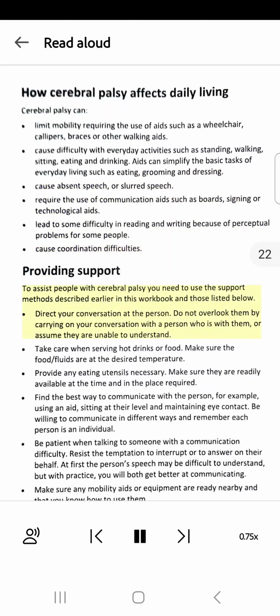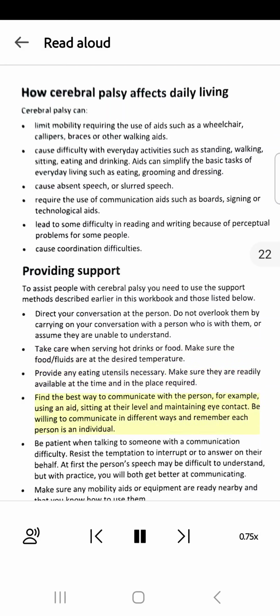Providing support. To assist people with cerebral palsy, you need to use the support methods described earlier in this workbook and those listed below. Direct your conversation at the person. Do not overlook them by carrying on your conversation with a person who is with them, or assume they are unable to understand. Take care when serving hot drinks or food. Make sure the food and fluids are at the desired temperature. Provide any eating utensils necessary. Make sure they are readily available at the time and in the place required.